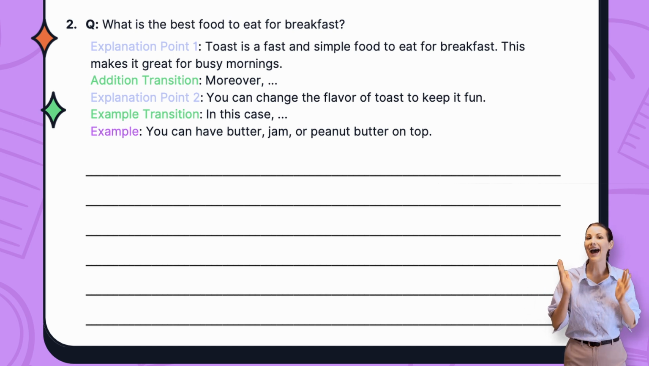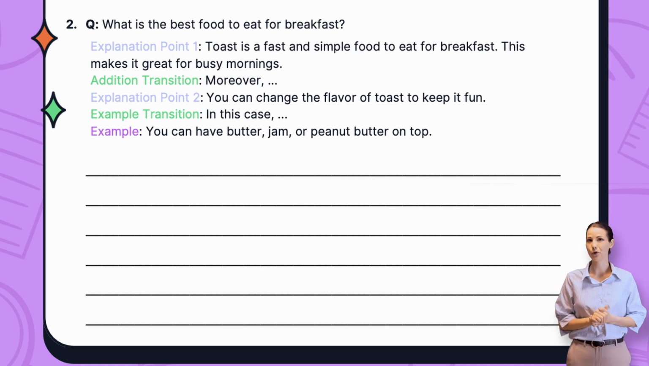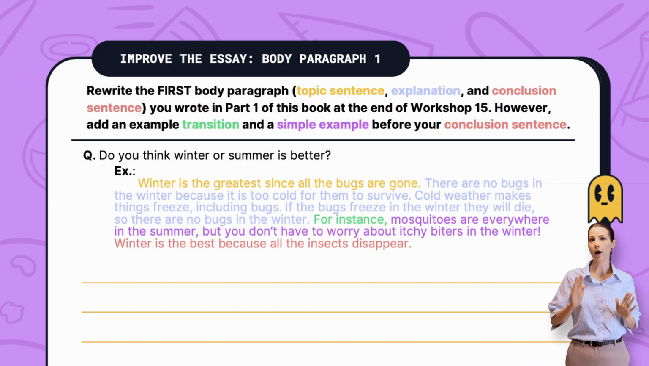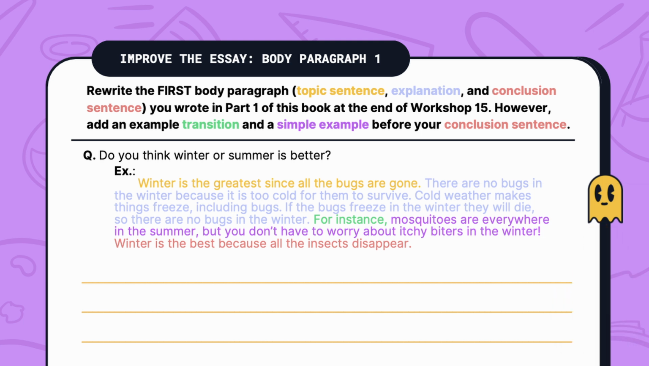Now, let's add them to the body paragraphs we have already written. Are you ready to improve your essay? Let's start with body paragraph 1. This time, we are going to rewrite it and add an example before we put our conclusion sentence on. Go ahead and try.